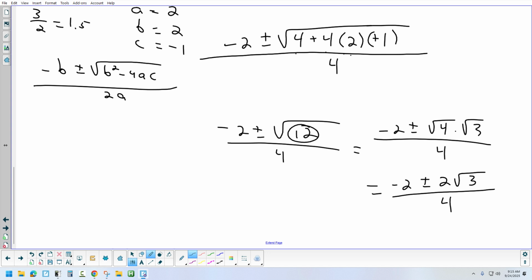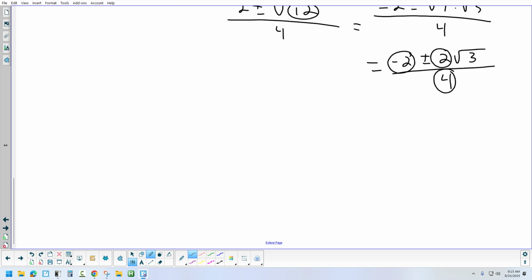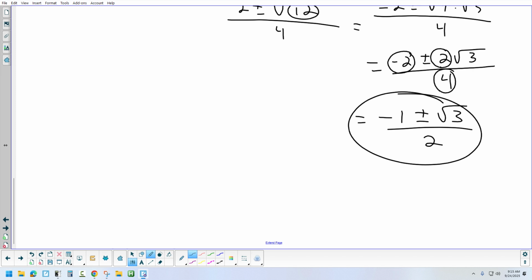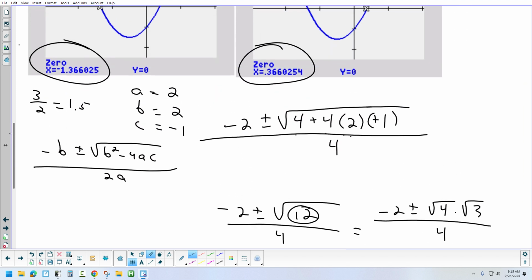And once we've simplified that, look at every number that's not under the square root. They're all divisible by what? They're all divisible by 2. So then we can reduce that again. If I divide negative 2 by 2, I get negative 1. What about if I divide 2 by 2? I get 1, so I just put that. And 4 divided by 2? 2. Those two answers that I just circled should be the same as what we got right there.